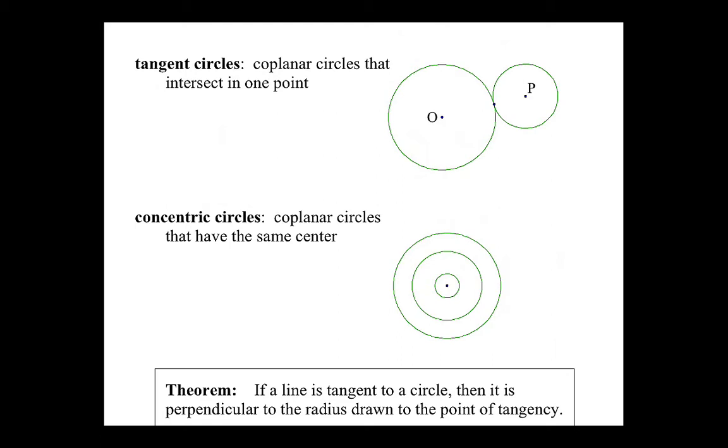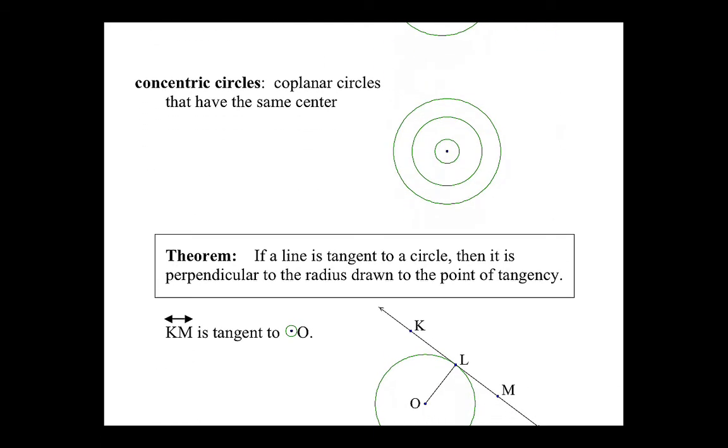Lines don't have to just be tangent. Circles can also be tangent to each other. So just understand that tangent, anytime it's used with circles, means only hits one exact point on the circle, which is very hard to draw. So coplanar circles that intersect at one point would be considered tangent circles versus concentric circles, which means they all have the same center.